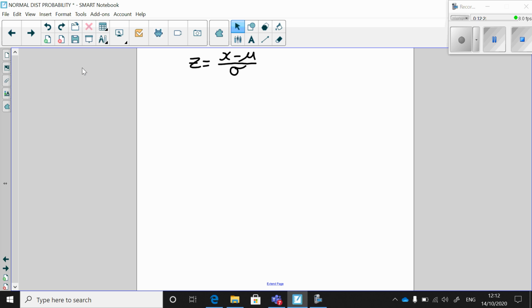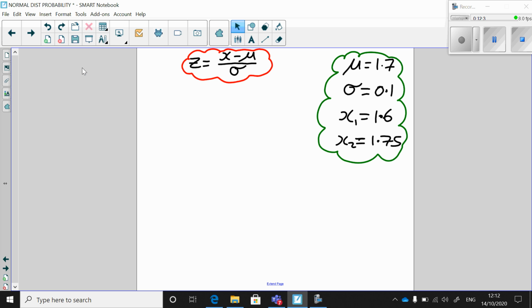So let's go and get our z values. There's our little formula for our z scores. We're going to calculate both of them. On the right hand side, I've got the mean, standard deviation, and my two x values, so I might as well calculate them at the same time here.